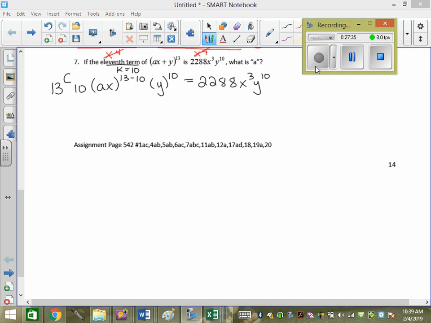Okay, there's one place where people will make an error, and I'm curious if you did it. So 13C10 is what? 286. And then this is where people err. 13 minus 10 is 3. That 3 has to go to the what? The A and the X. A lot of people forget to put it to the A. So you won't cube root your answer. Your answer will just be the non-cube-rooted version. Okay, so we're going to have 286 A cubed X cubed Y to the 10 equals 2,288 X cubed Y to the 10.